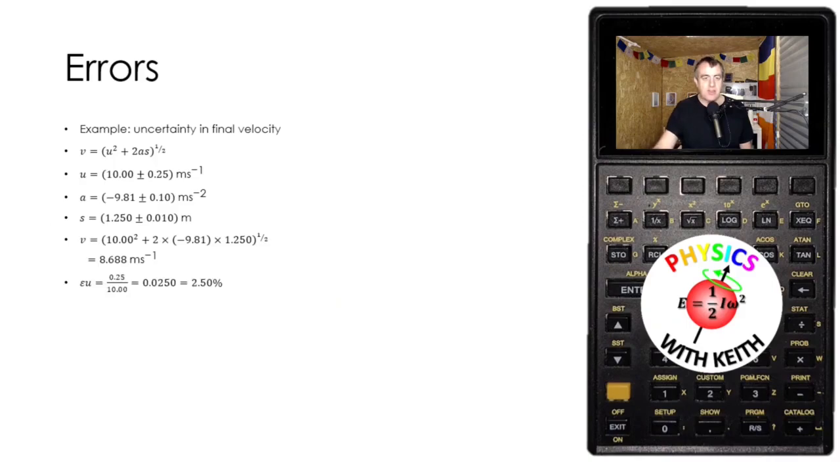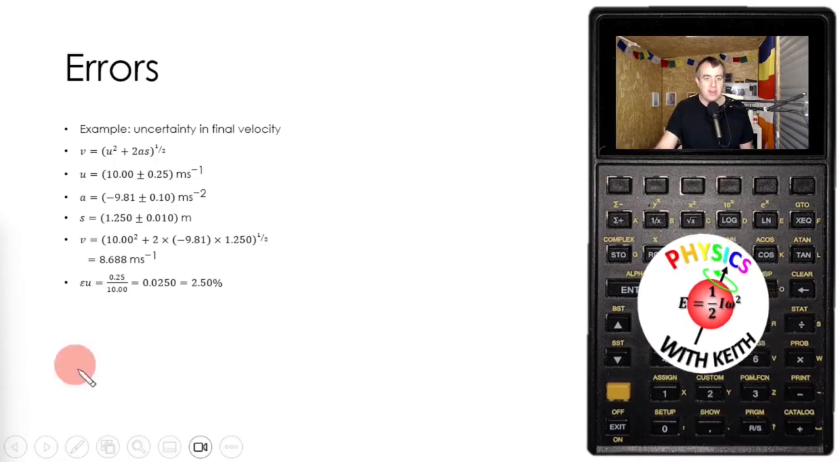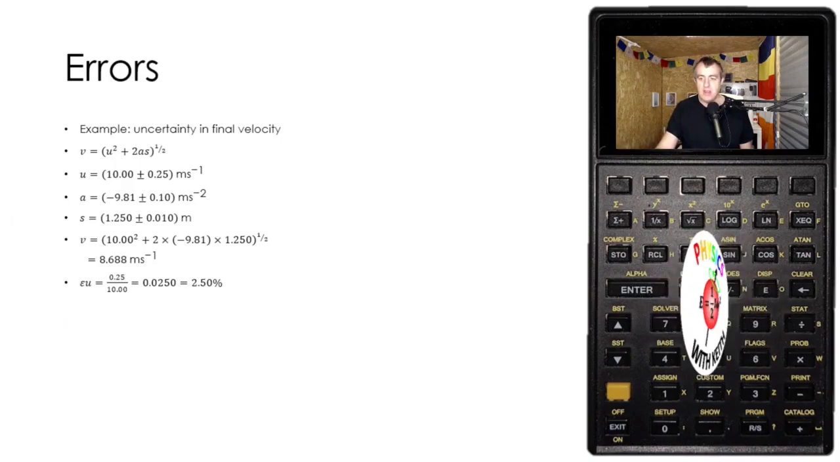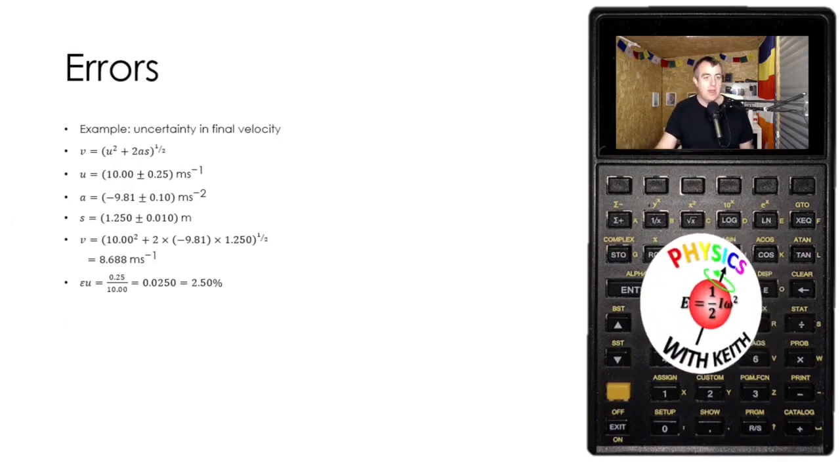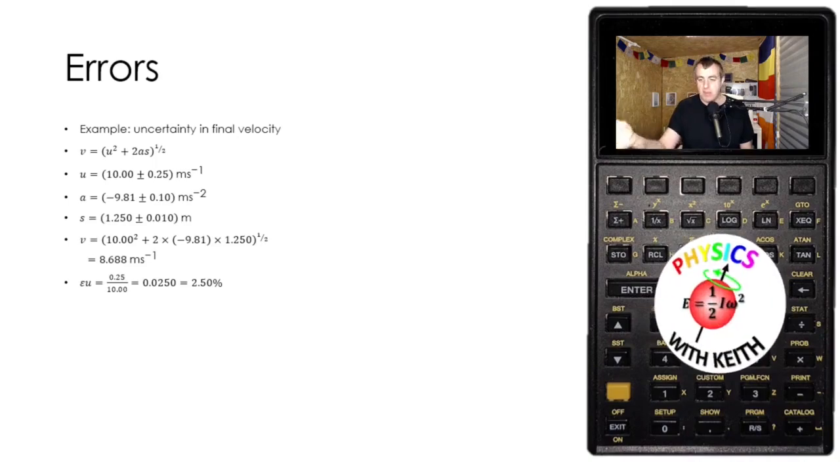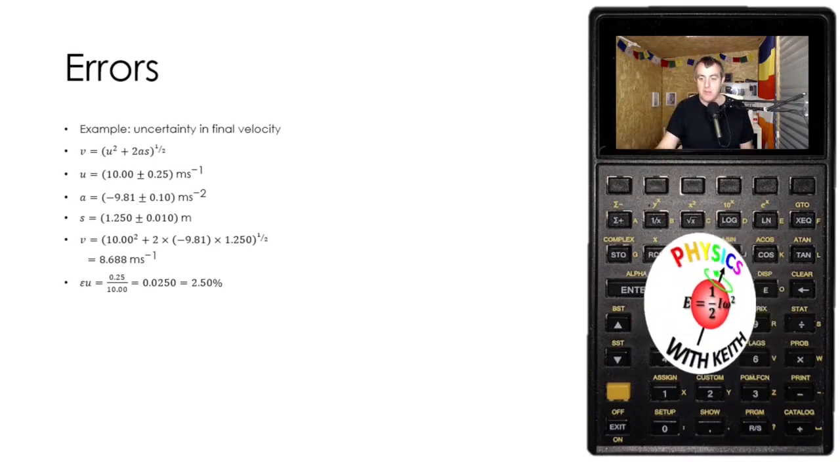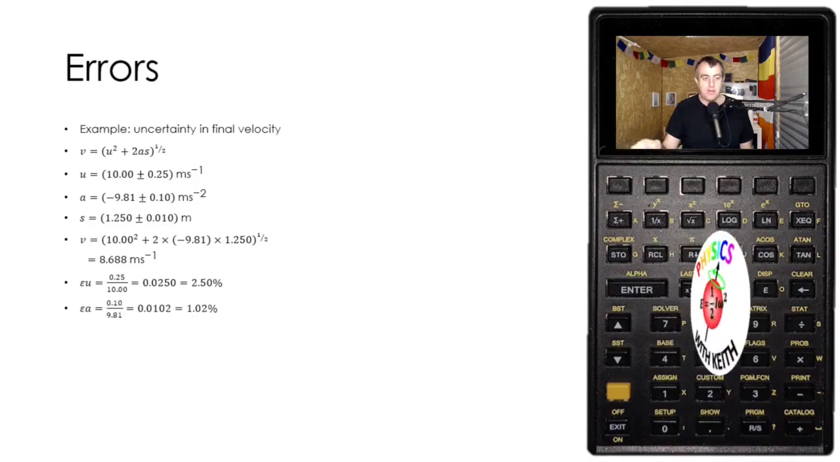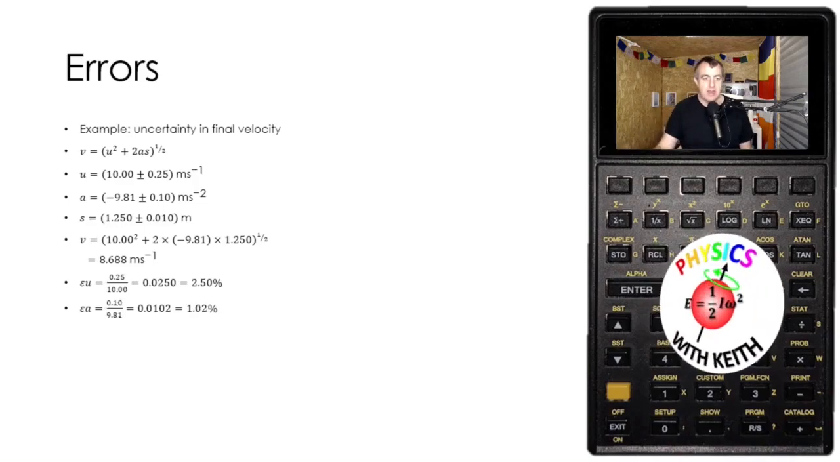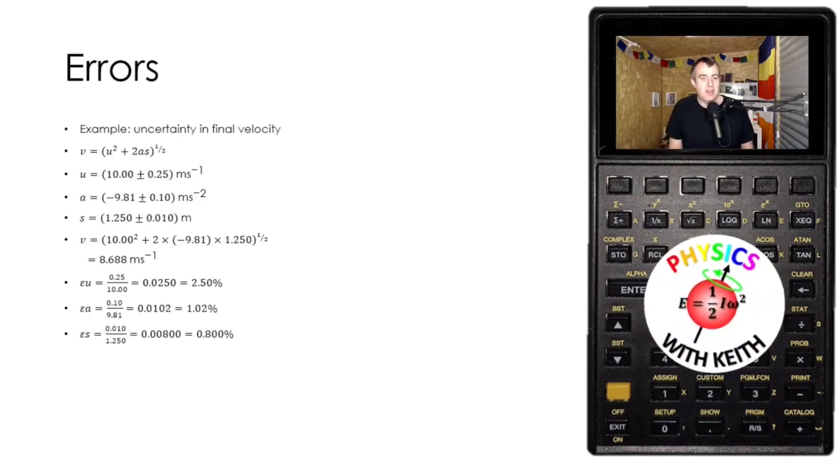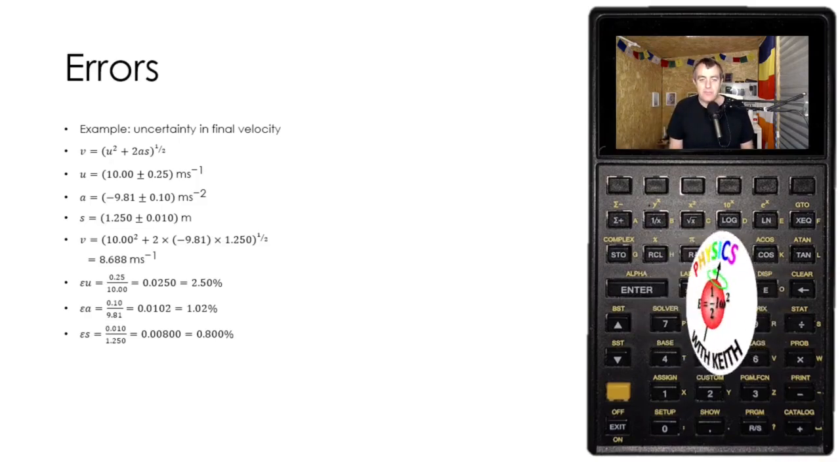So the first thing I'm going to do is calculate the percentage uncertainties in my quantities. So there's the percentage uncertainty in our u. And it's the usual way of doing it: the absolute uncertainty divided by the mean value. And I could do the relative uncertainty in a, and I could do the relative uncertainty in s. And I've calculated those as percentage uncertainties as well.